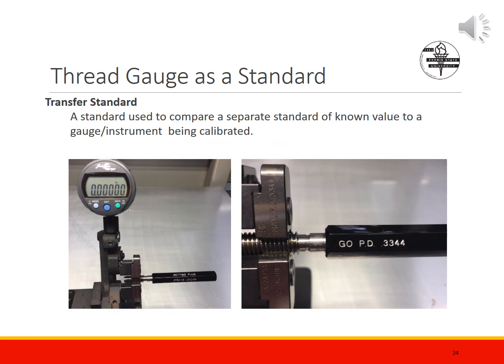So here it is. This is a transfer standard, right? It's almost a reference standard, but used to compare a separate standard that Johnson Gauge used when they produced this variables gauge. And it's used to set up and calibrate the gauge before use. These threaded plug gauges are pretty useful things indeed.